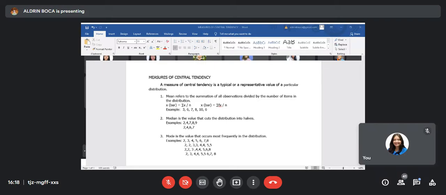What is the median? 7 po. Are you sure it's 7? Yung gitna po. Are you sure it's 7.5? 7.5 po. Are you sure it's 7.5? 6.5 po. Very good. Sino yon? Galicia po. Okay, Galicia, it's correct.